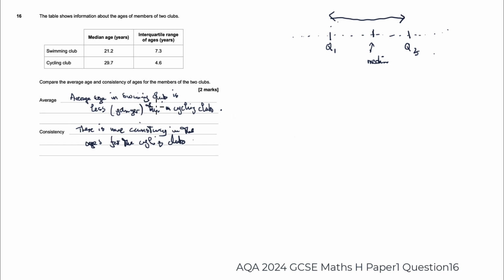So the first one, the average in the swimming club was less. Why was that? Because 21.2 was less than 29.7. And in our second statement, there's more consistency in the ages for the cycling club because 4.6 was less than 7.3. So if the interquartile range is less, there's more consistency. If it's bigger, they're less consistent, they're more spread out.